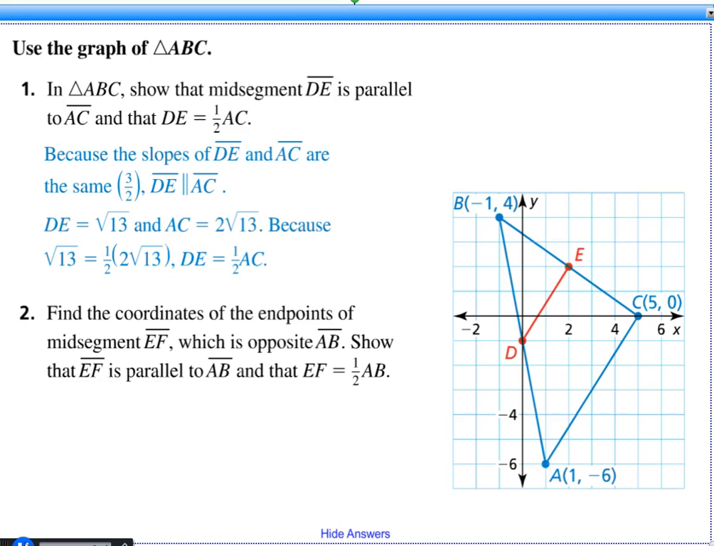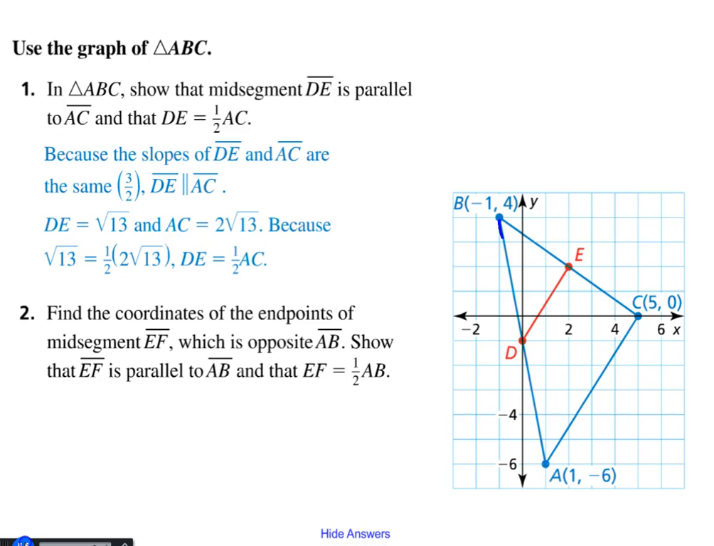Now, on this second problem, it says find the coordinates of the endpoints of midsegment EF, which is opposite to AB. So AB is this side over here. We already have E, and so F must be the midpoint somewhere in this area, and we're wanting to draw this line and then see that it's parallel.